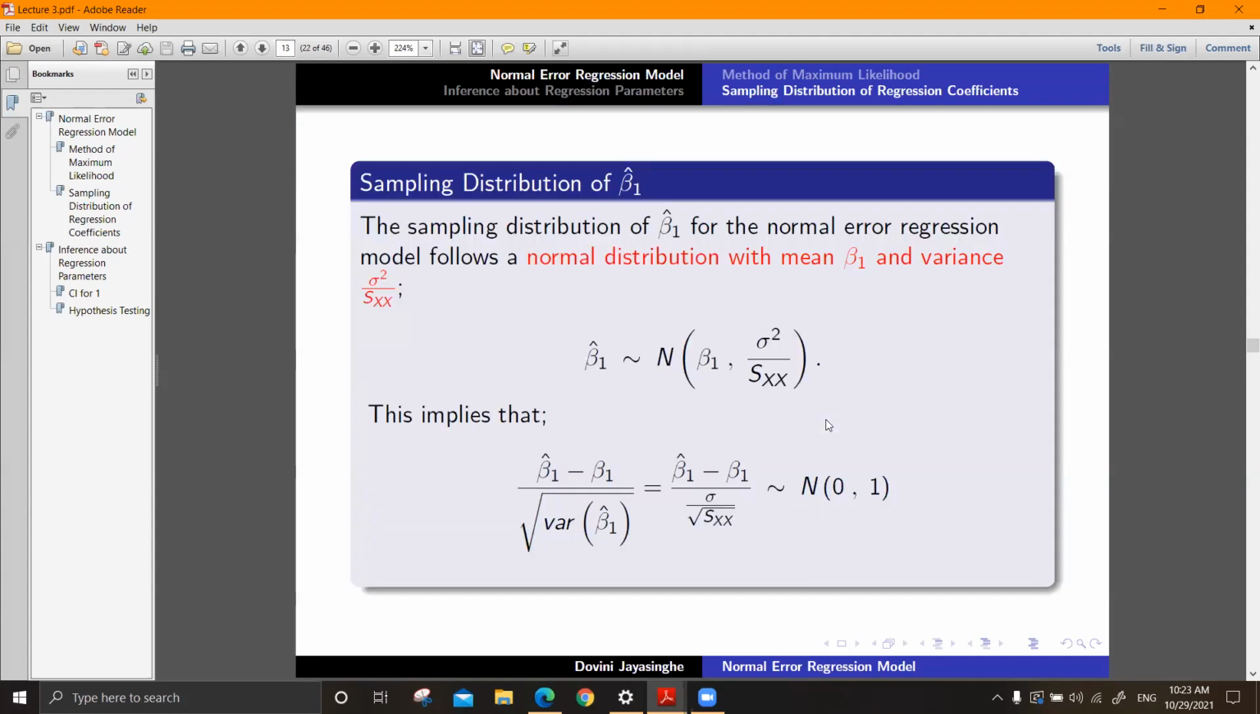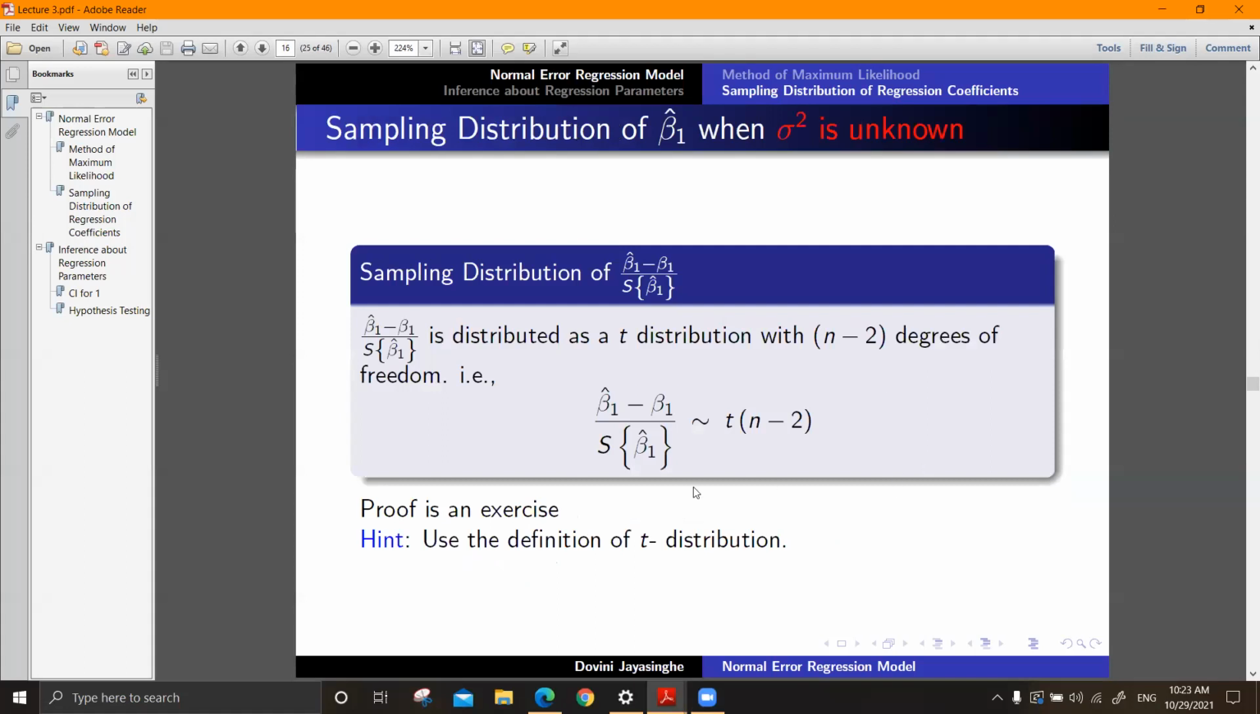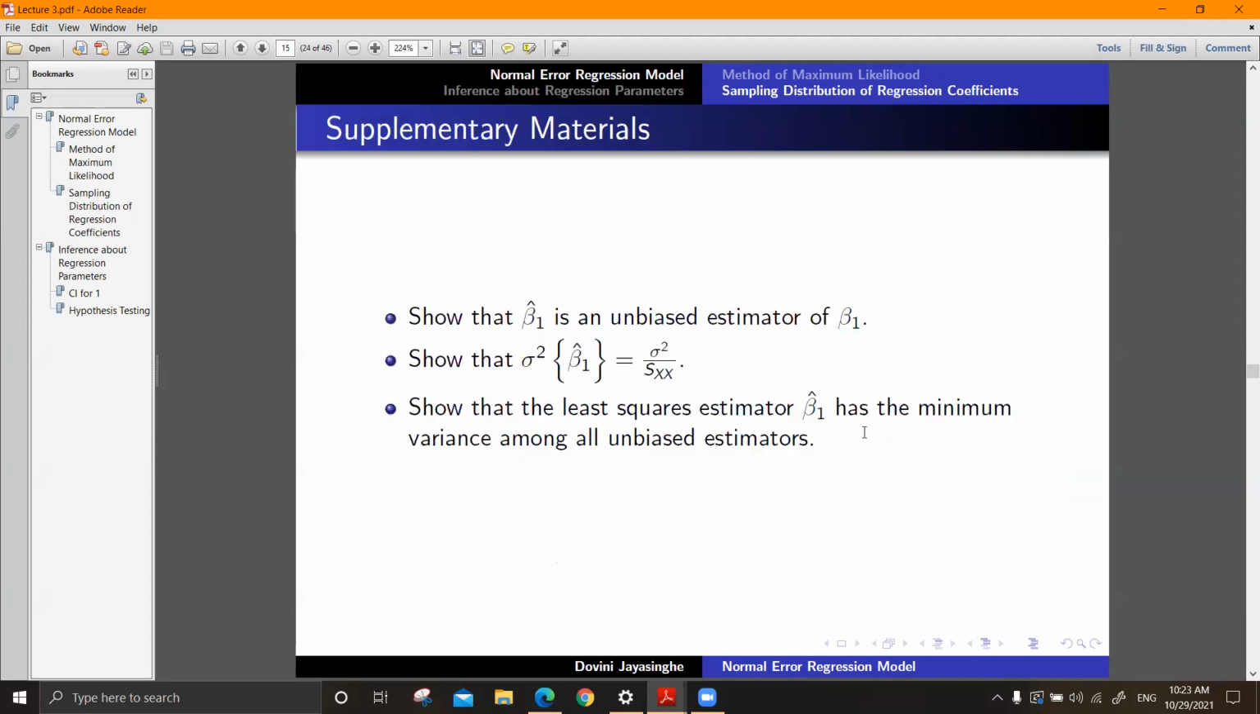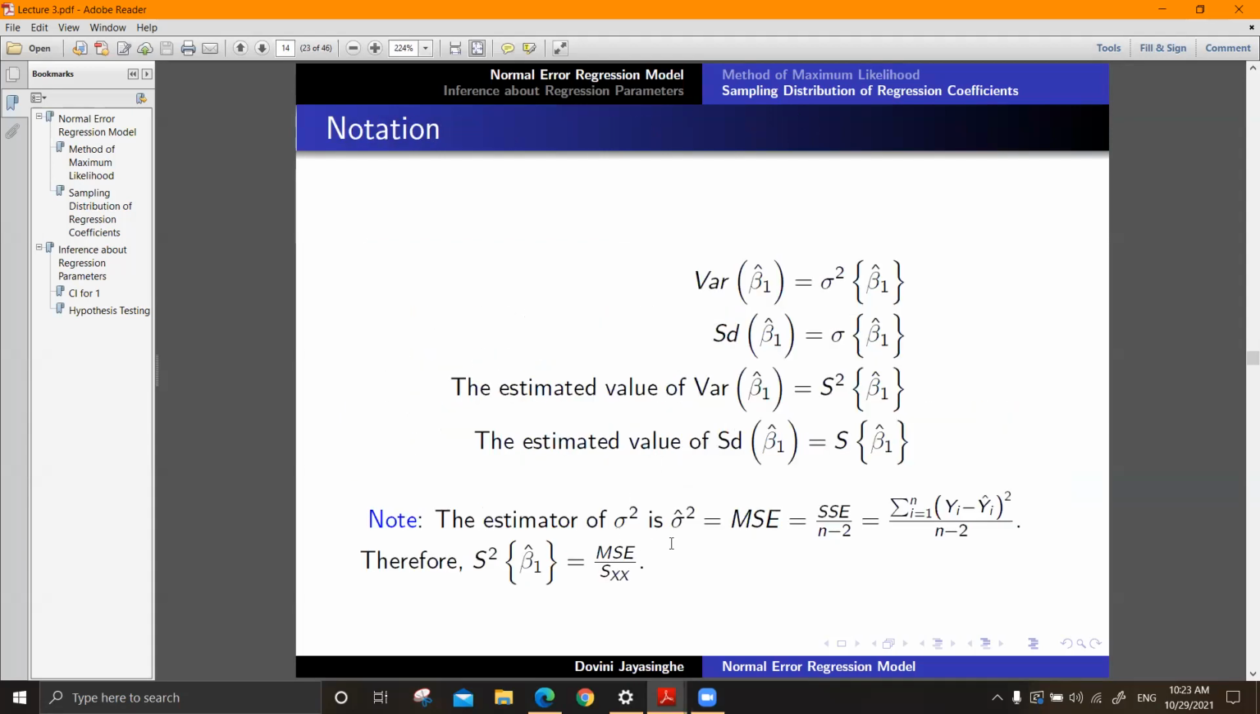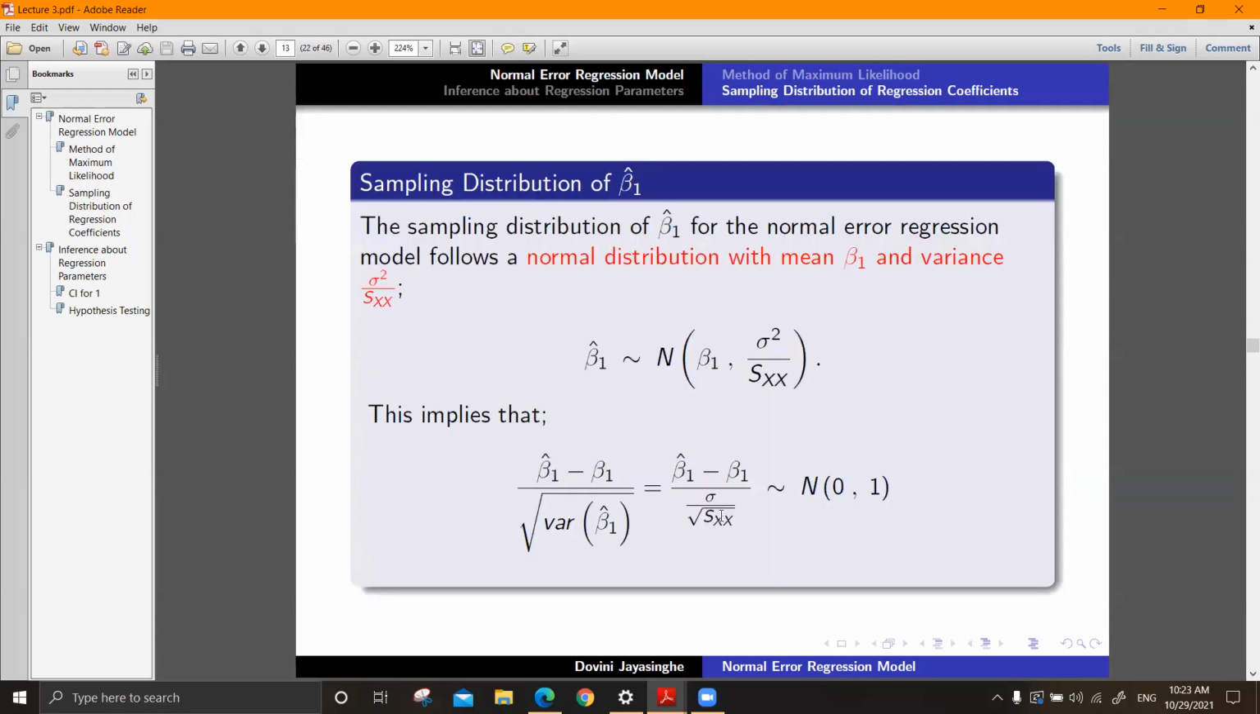We had beta 1 hat minus beta 1 divided by some other quantity, which is standard normally distributed. Here, what do we have? Beta 1 hat minus beta 1 divided by this. That is what? This one. So here we had MSE, mean squared error, right? That is the only difference. Here we had sigma. If we know the population parameter, you can assume this to be standard normally distributed because we can plug in the value here.